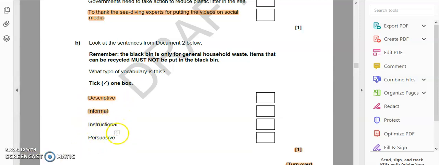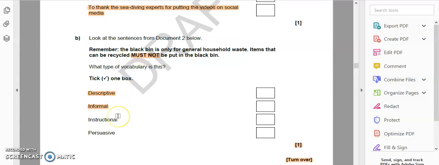Okay, you should have got instructional here. What this sentence is doing is it's not really persuading you to do something, because if you remember, persuasive language includes things like rhetorical questions, emotive language, that sort of thing. It's telling you that you need to do something. These words here, you must not. You know, items that can be recycled must not be put in the black bin. That is directly telling you to do something, so it's giving you an instruction. So that's what you need to do here to answer this question.